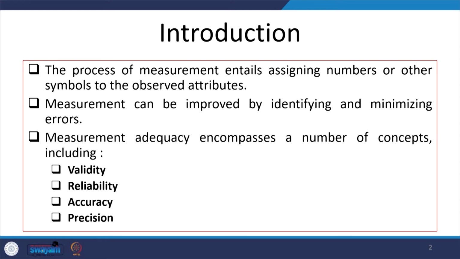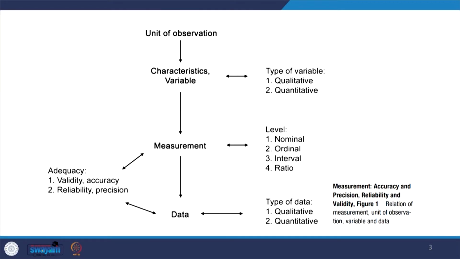Every time I have been emphasizing how we can minimize the errors in the sample data. So, we are dealing with four important measurement adequacy checks, which are quite relevant for sample data before final estimation. The first one is validity, the second is reliability, and the third is accuracy and precision. Likewise, this is the scheme of the presentation.